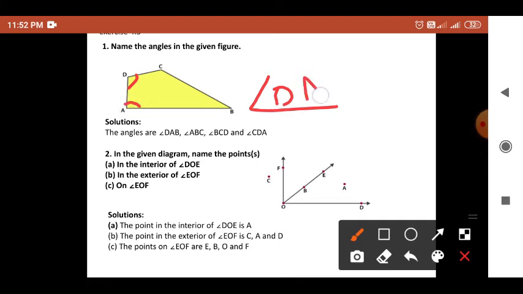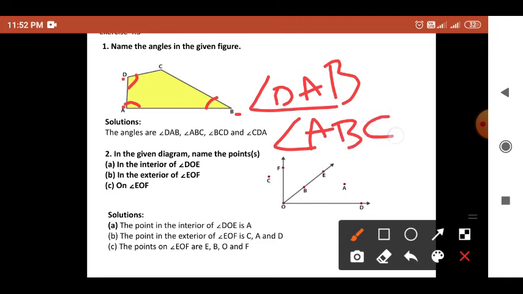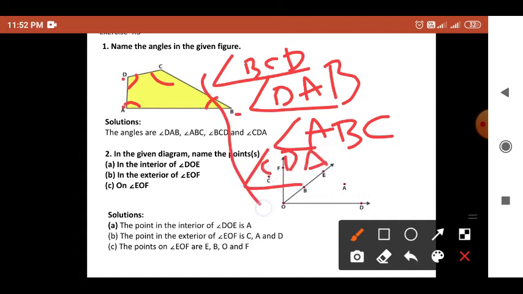Here angle D, A, B. Angle DAB. Angle DAB is one angle and another angle you have to name. The middle one only, the corner one. See, angle ABC. Angle ABC and angle BCD and angle CDA. These are the angles.